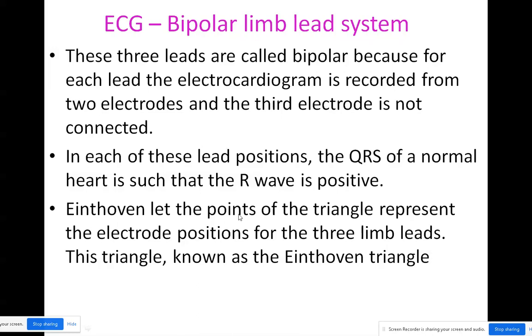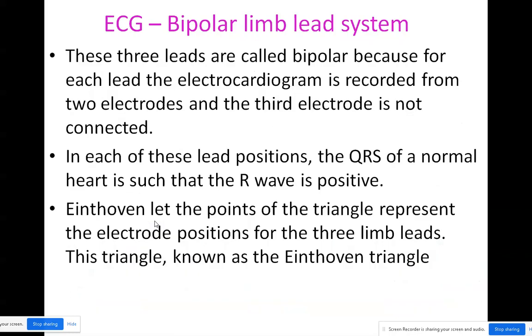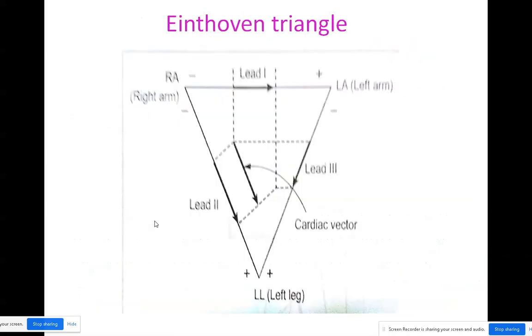So Einthoven's triangle: the points of the triangle represent the electrode positions for the three limb leads. This triangle is called the Einthoven triangle. The three-lead system can be explained in a triangular form. The position of the electrode system of lead 1, 2 and 3 in a triangular form is called the Einthoven triangle, as represented in the diagram.